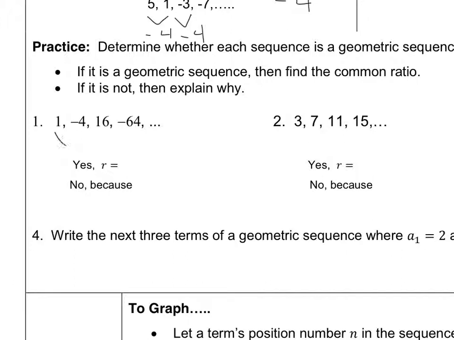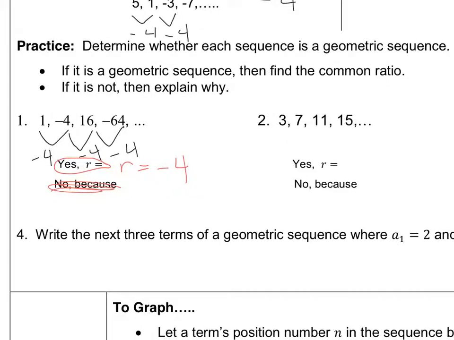To get from 1 to -4, we're going to multiply times -4. Now we're just going to check to make sure that's the pattern. So -4 times -4 is +16. +16 times -4 is -64. So it is a geometric sequence, and our r equals -4. So we can cross out the no.